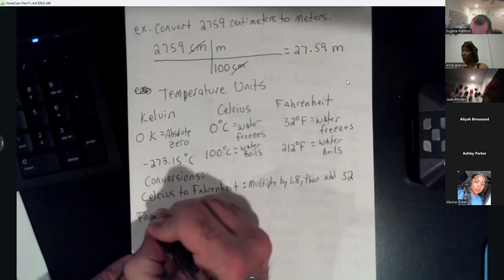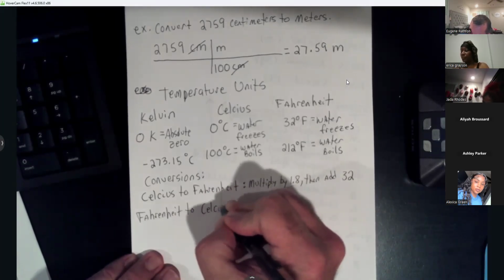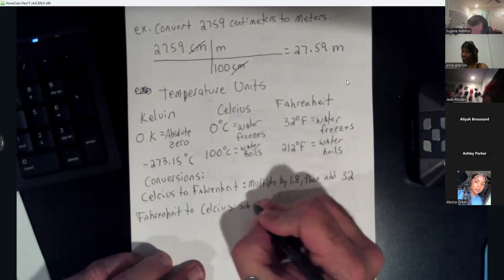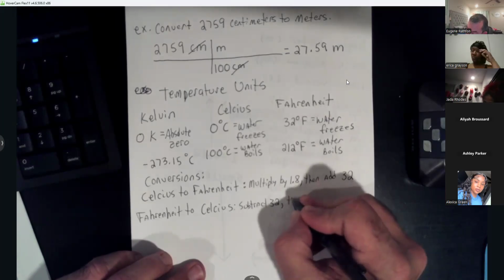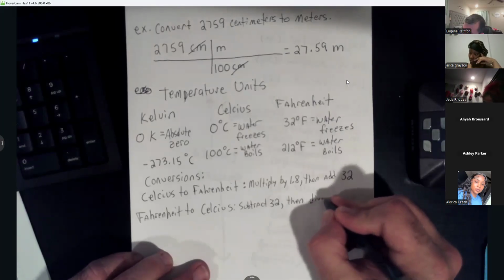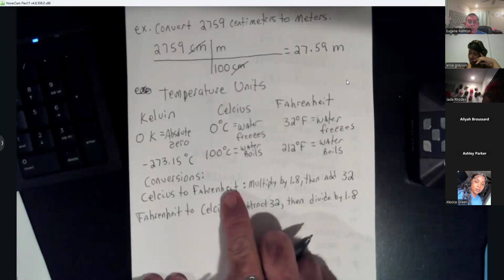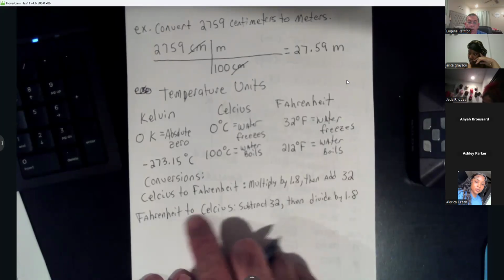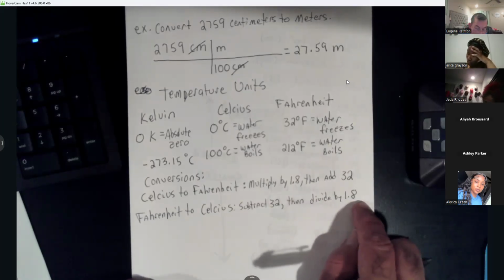To go from Fahrenheit to Celsius, you subtract 32 first, then divide by 1.8. So it's sort of the opposite of this one. Celsius to Fahrenheit, you multiply by 1.8, then you add 32. If you're going the other way from Fahrenheit to Celsius, you subtract the 32 first, then divide by 1.8.